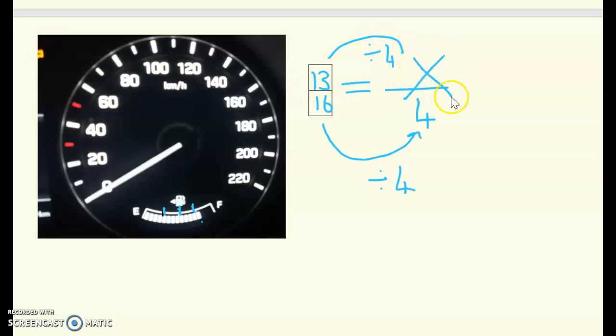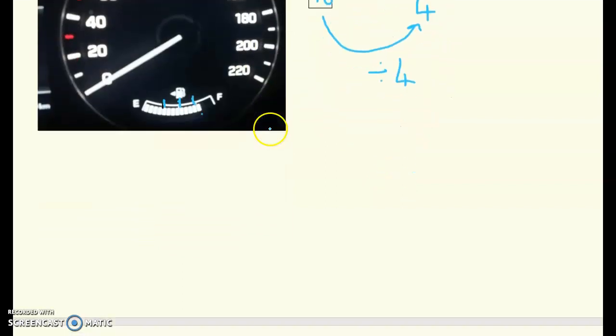Now, what would the equivalent fraction there be in quarters? Well, remember, we've got to be able to do the same thing to the numerator and to the denominator. So I can see to get from 16 to 4, they were dividing by 4, which means that I would have to divide by 4 here. And 13 divided by 4 you can't do. So in this case, there is not an equivalent fraction from the top of my petrol gauge and the bottom of my petrol gauge. Let's have a look at another example.